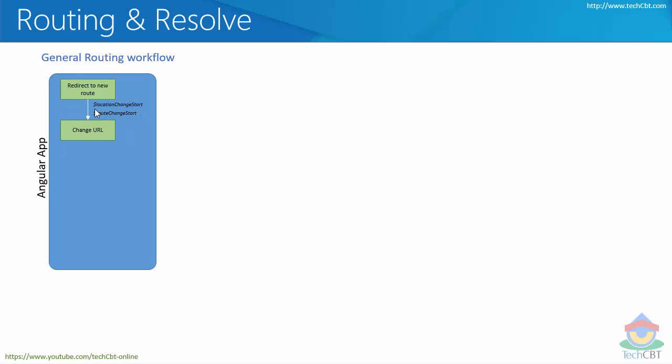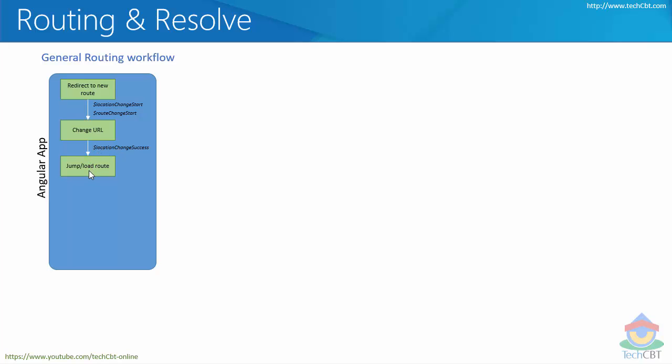The first event which gets raised is location change start, and immediately after that we are going to see route change start. Once these events have been raised, the change of the browser URL will take place. The next immediate step is jumping to the new route, or loading the route related templates. Prior to this step, it raises another event, after changing the URL and before loading the route, called location change success.